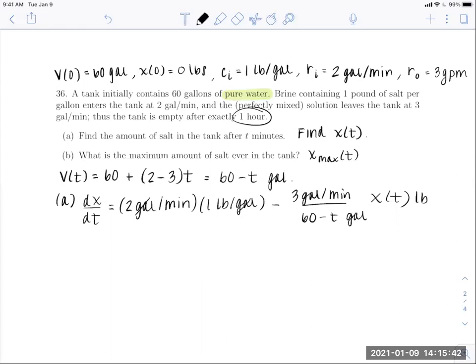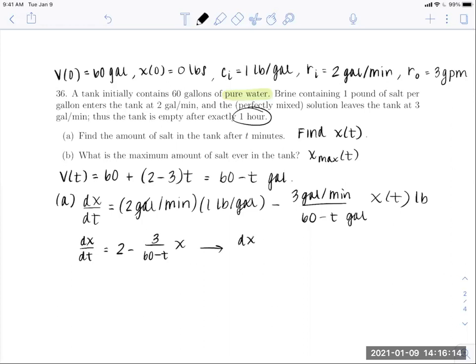Okay, so now let's clean this up a bit and see what we have. We have dx/dt equals 2 minus 3 over 60 minus t times x. And now I'm going to put it in standard form. If you remember at the very top of the notes on page 1, we want the x prime and the x on the same side of the equation.